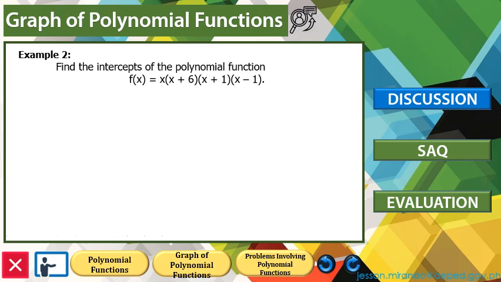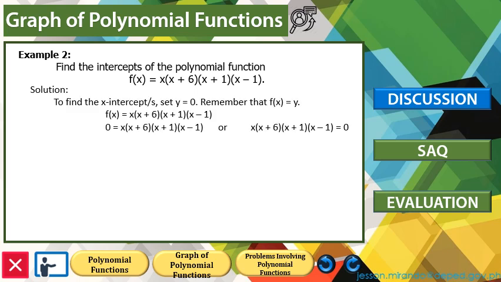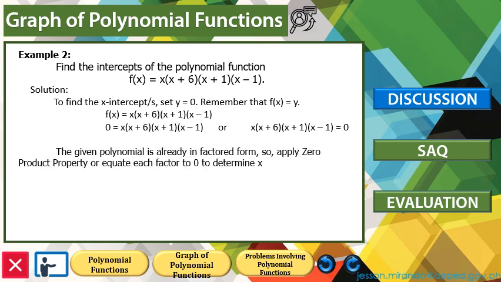Example 2. Find the intercepts of the polynomial function f of x equals x times the quantity of x plus 6 times the quantity of x plus 1 times the quantity of x minus 1. Solution. To find the x-intercepts, set y equals 0. Remember that f of x equals y. The given polynomial is already in factored form, so apply zero product property, or equate each factor to 0, to determine x.